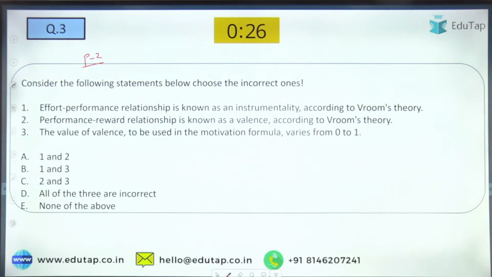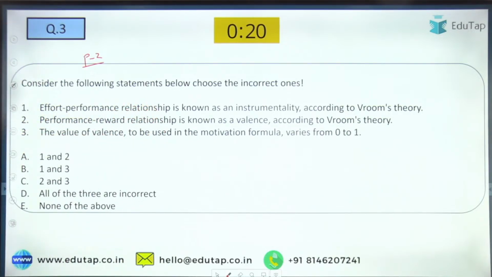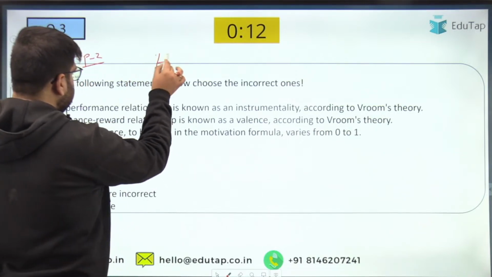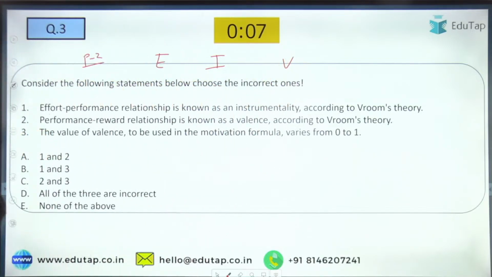Consider the following statements and choose the incorrect one. Now, you know this question is based on Victor Vroom's expectancy theory. In Victor Vroom's expectancy theory, you have 3 major components, which are expectancy, instrumentality, and valence. Now, try to answer.